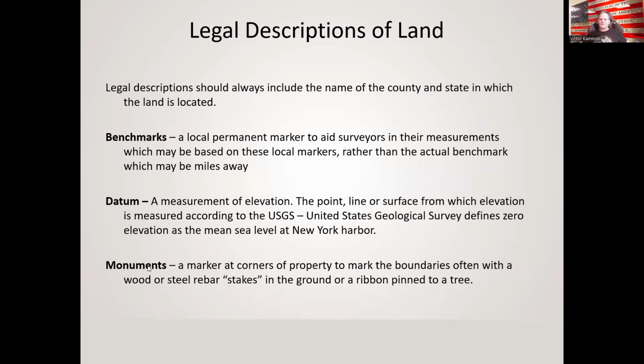Now, monuments. A monument is a marker at each of the corners of the property, to mark the boundaries. And this is usually done with a piece of wood, a piece of steel, iron, rebar, or a ribbon pinned to a tree. They're not going to bang a piece of wood or a piece of rebar into a tree. They'll just pin a ribbon to it if a tree happens to be at one of the corners of the property.